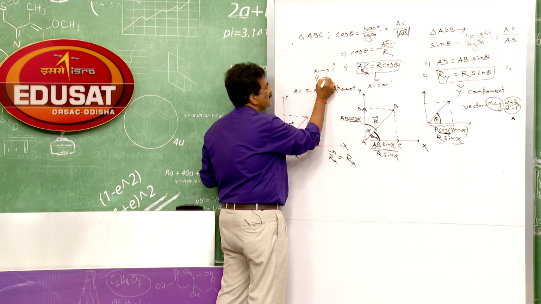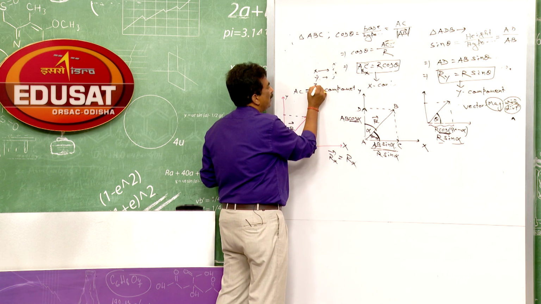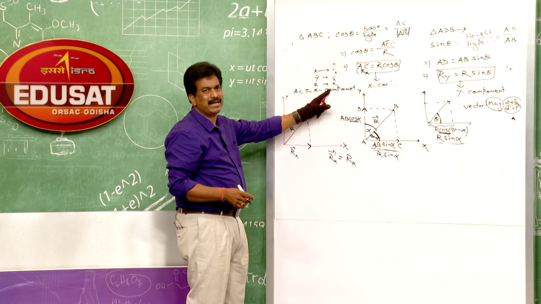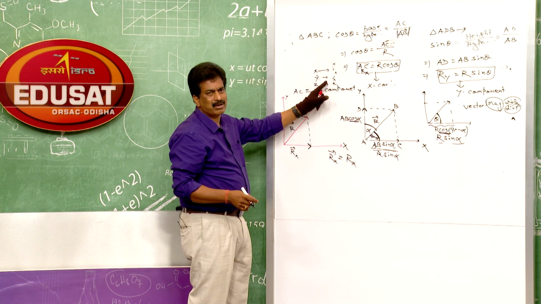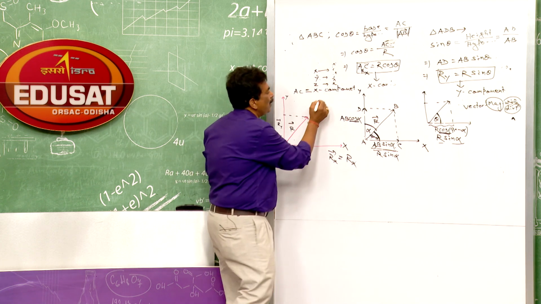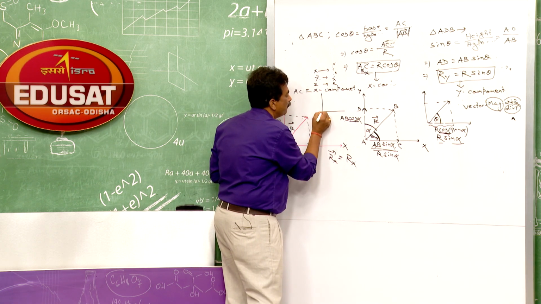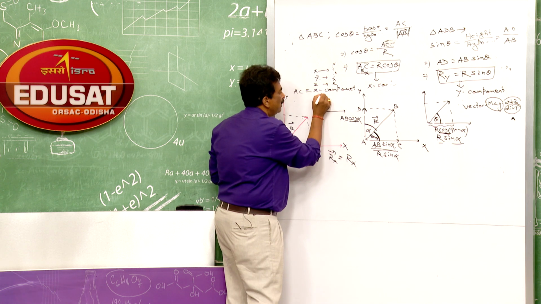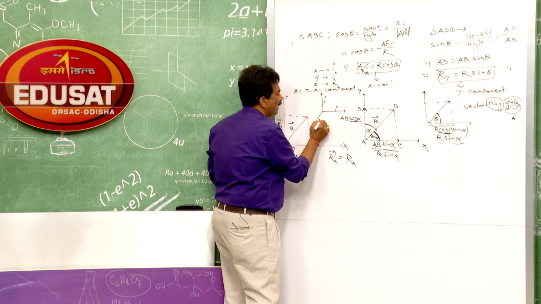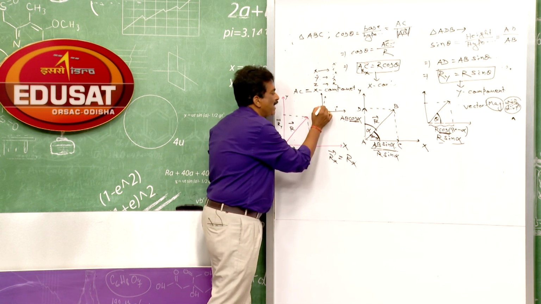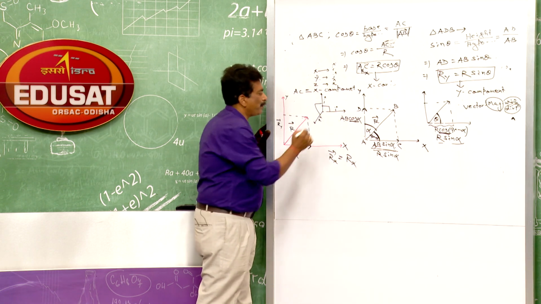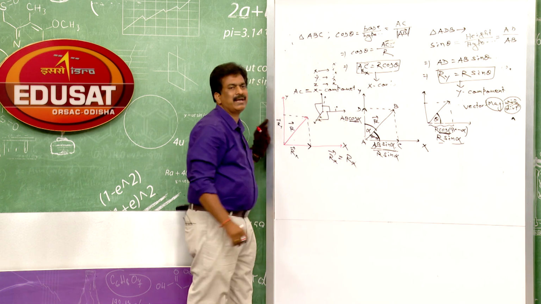Along the y axis, that is the j cap. Along the z axis, that is the k cap. That means i, j, k. How are they present? They are mutually perpendicular to each other. This is i, j, k. If this is the i cap, this is the j cap, this is the k cap. i and j are perpendicular, j and k are perpendicular, i and k are perpendicular.